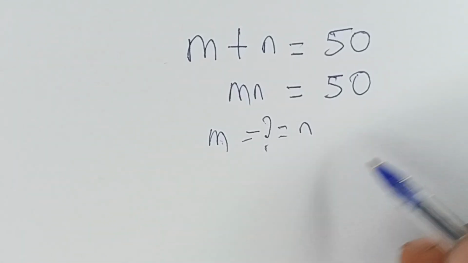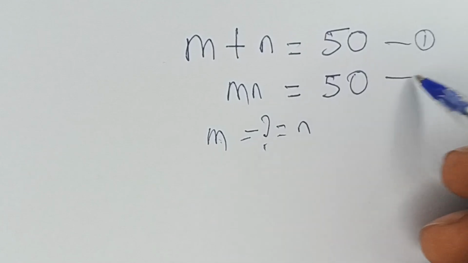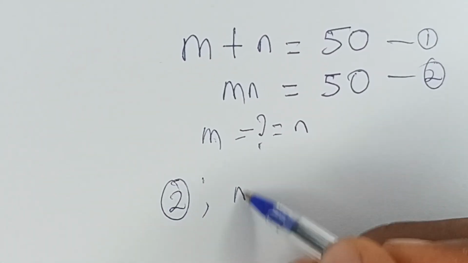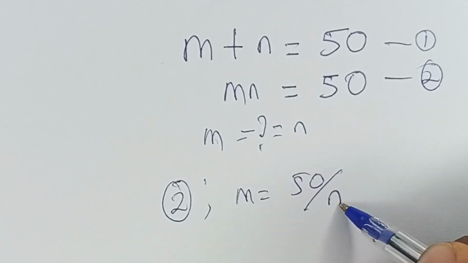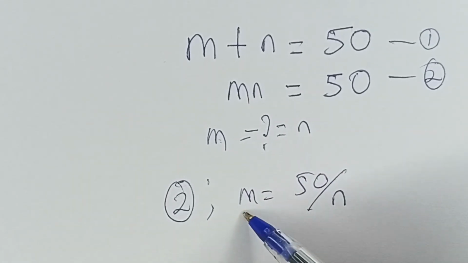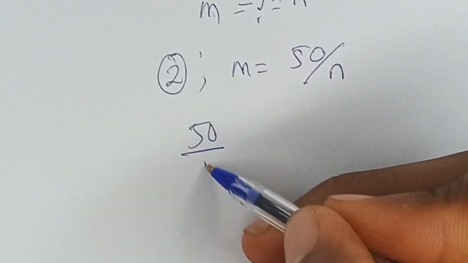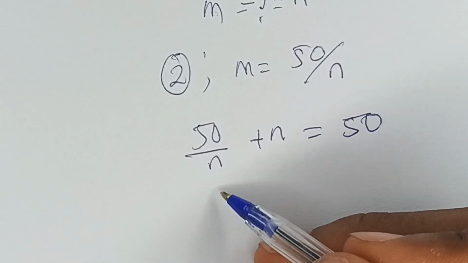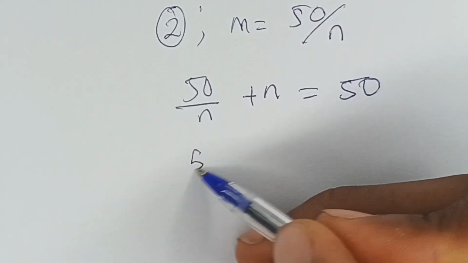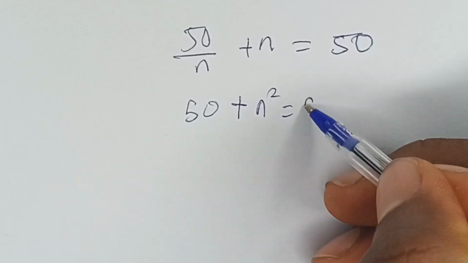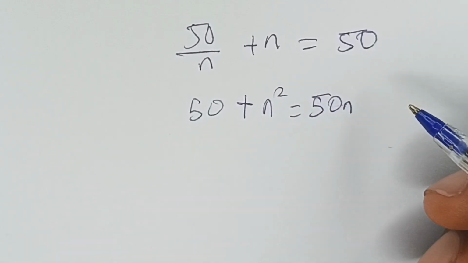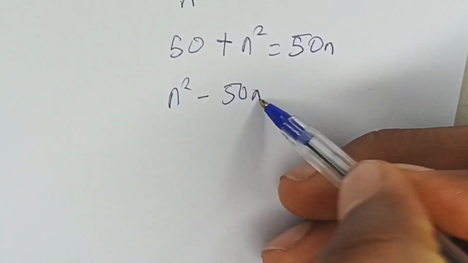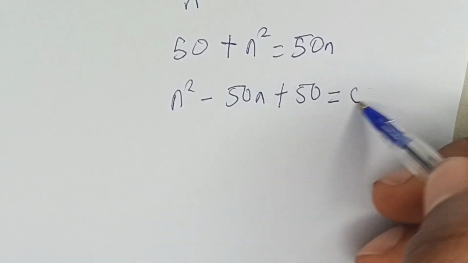Now, the first thing we can say is that let's call this equation 1 and call this equation 2. Now, from equation 2, we have that m is equal to 50 divided by n. Now substituting m for 50 divided by n in equation 1, we have 50 divided by n plus n is equal to 50. Multiplying each term by n, we have 50 plus n squared is equal to 50n. Now from here we say n squared minus 50n plus 50 is equal to 0.